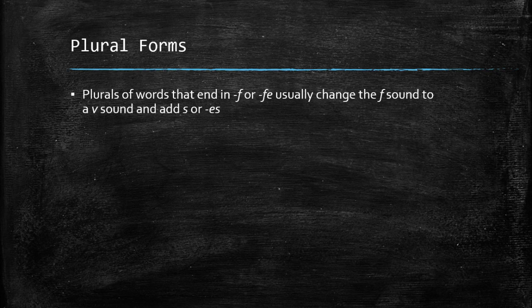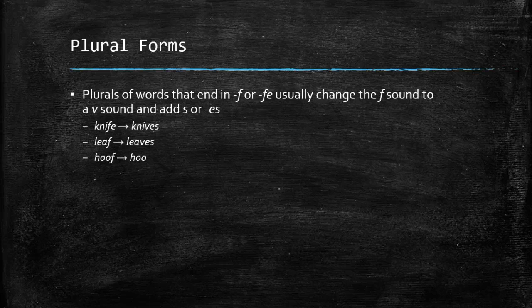Plurals of words that end in F or FE usually change the F sound to a V sound and add S or ES. So knife becomes knives, leaf becomes leaves, hoof becomes hooves.